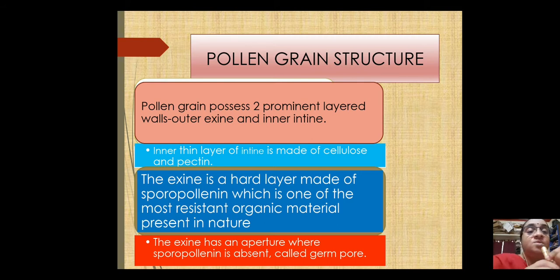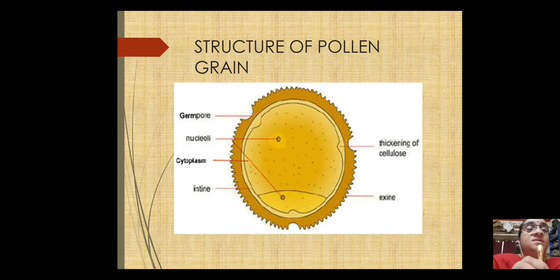The exine has an aperture where sporopollenin is absent, and this aperture is called the germ pore. Now here you see a picture. You are able to see the germ pore, you are able to see the exine, how it is showing some extensions, and the inner intine is there, isn't it? You are able to see it is consisting of two cells here.